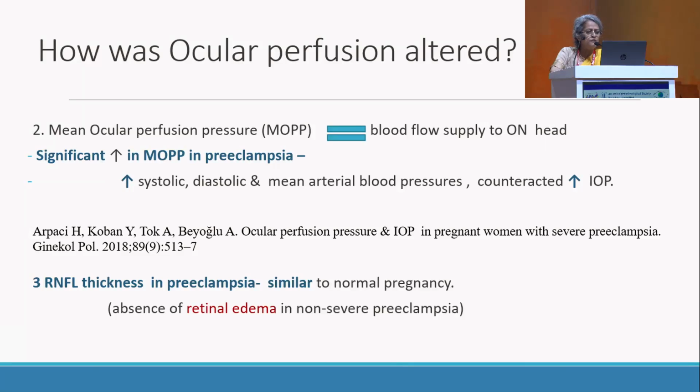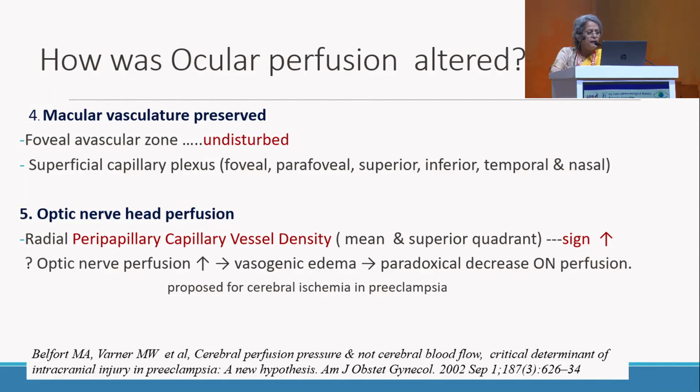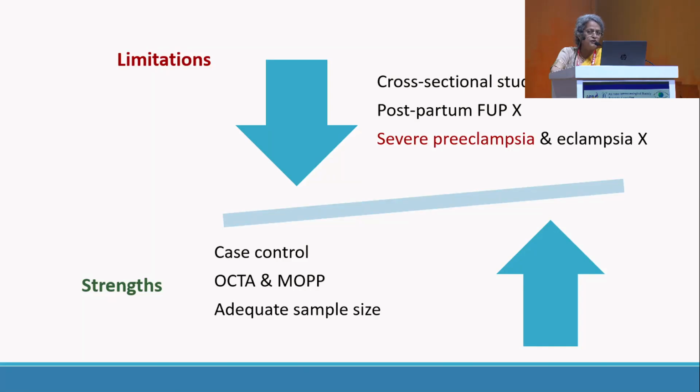Ocular perfusion also was significantly more in preeclampsia, which would be because of both the systolic and diastolic pressures counteracting the increased intraocular pressure. Retinal nerve fiber thickness was similar to normal pregnancy because there was no retinal edema, so probably it would not be eclampsia. But the macular vasculature was preserved, the foveal avascular zone was undisturbed, optic nerve head perfusion, especially the radial peripapillary capillary vessel density, was significantly more, and probably only one patient had disc edema also, so probably the optic nerve perfusion is undergoing a change.